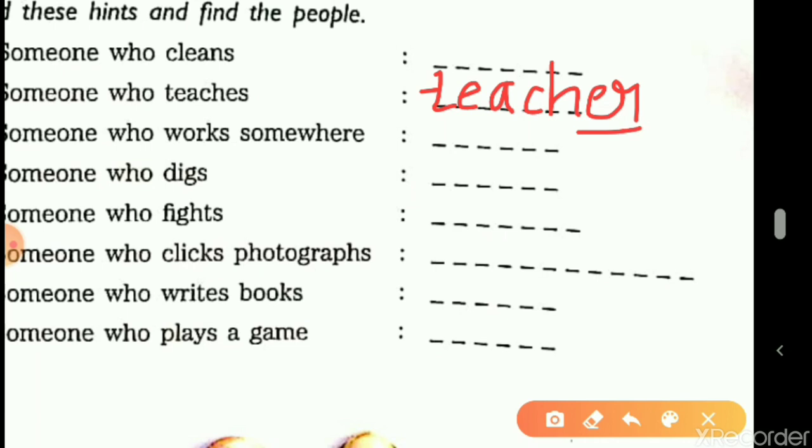ER. तो आपने टीच के स्पेलिंग में क्या एंड में किया? ER. तो नाउ द वर्ड हैज बिकम टीचर एंड इट्स अ प्रोफेशन. लाइक आई एम अ टीचर, माय प्रोफेशन इज टू टीच स्टूडेंट्स. सो समवन हु टीच is a teacher. Someone who teaches, teacher.